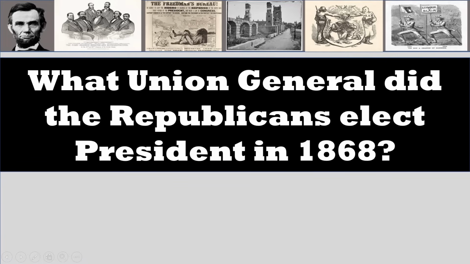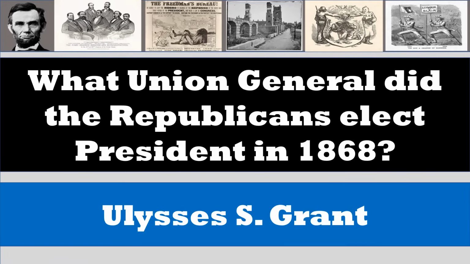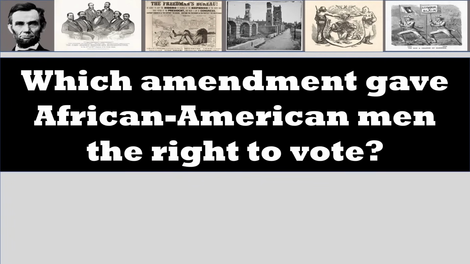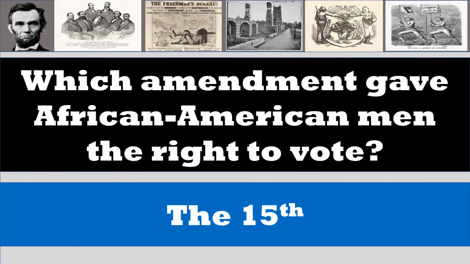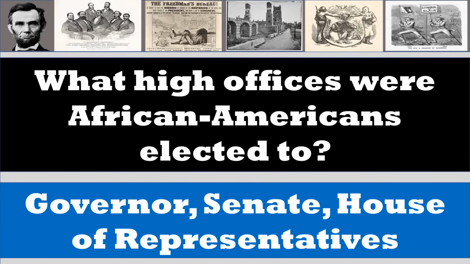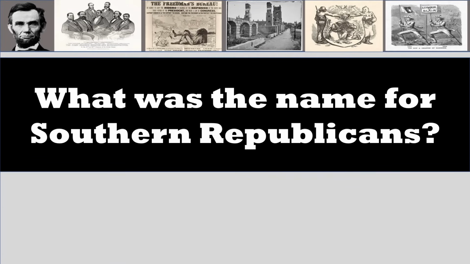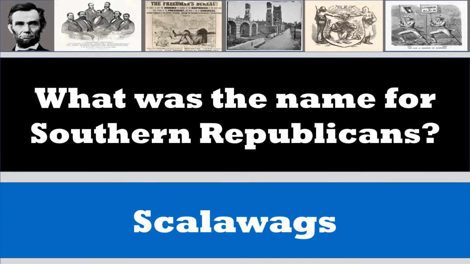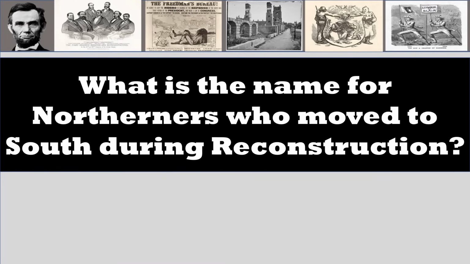What Union general did the Republicans elect president in 1868? Ulysses S. Grant. Which amendment gave African American men the right to vote? The 15th. What high political offices were African Americans elected to? Well, one was elected governor, one to the U.S. Senate, and several were elected to the U.S. House of Representatives. What was the derogatory name given to Southern Republicans? They were called Scalawags.